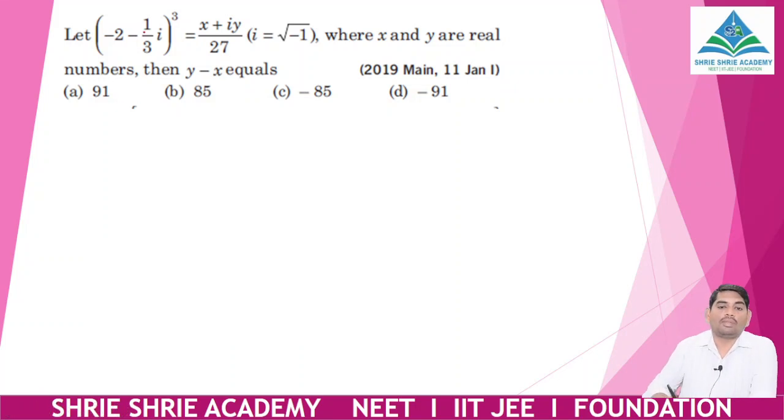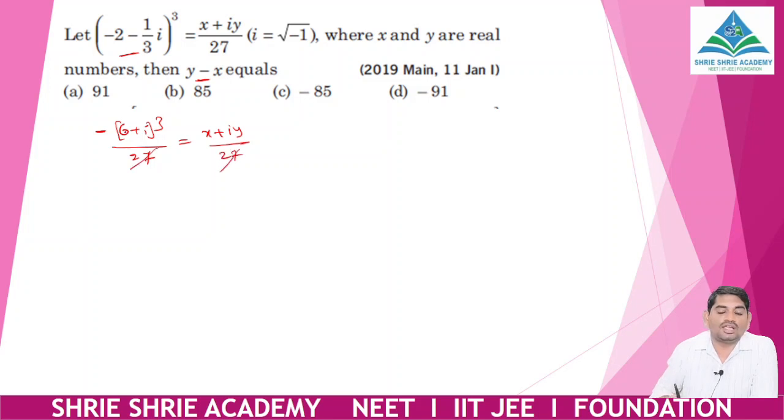See the question, minus 2 minus 1 by 3 times of iota whole power 3 is equal to x plus iota y divided by 27, where x and y are real numbers. Then what is the value of y minus x? See here, I will take minus common. Then after taking LCM here, we got 6 plus iota whole power 3 divided by 27. 3 cube is 27. Right side, x plus iota y divided by 27.